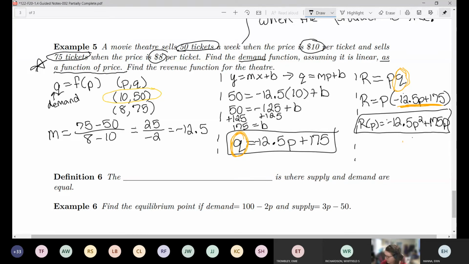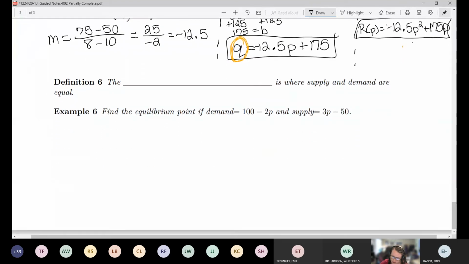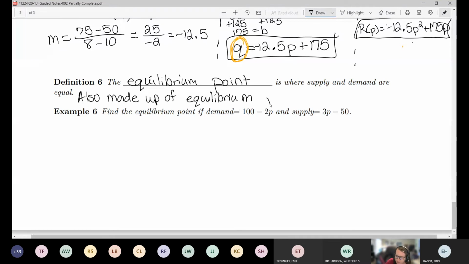All right. Last bit here is the equilibrium point. The equilibrium point is where supply and demand are equal. It's very similar to the break-even point. It's just that now it's in terms of supply and demand instead of profit, revenue, and cost. And this is also made up of the equilibrium price and equilibrium quantity. So again, just like with the break-even point, it's got two pieces to it instead of just one.